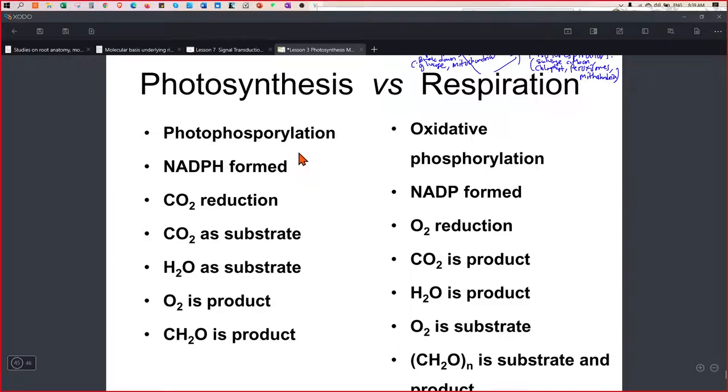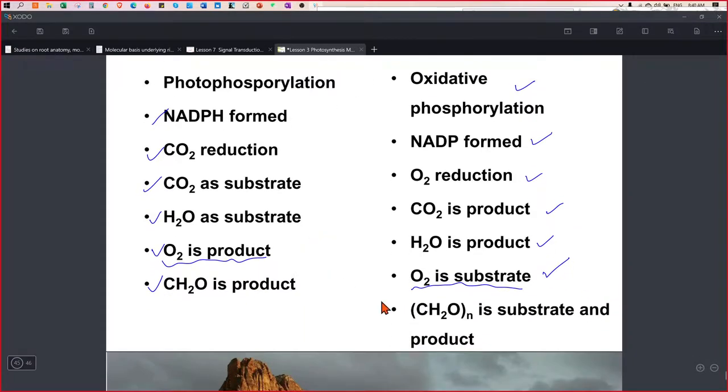In general, photosynthesis has photophosphorylation, you've got your NADPH formed, CO2 is being reduced, CO2 is a substrate, H2O is a substrate, oxygen is the product, and CH2O is also the product. But respiration utilizes oxidative phosphorylation. Don't worry about this, I just want to highlight it. We will learn about this in another lesson. You get your NADH formed, just like photosynthesis. There's an oxygen reduction. CO2 is the product, H2O is also the product, and oxygen is a substrate. That's a difference: oxygen is used here, but in photosynthesis oxygen is the product. And CH2O is a substrate and also a product.